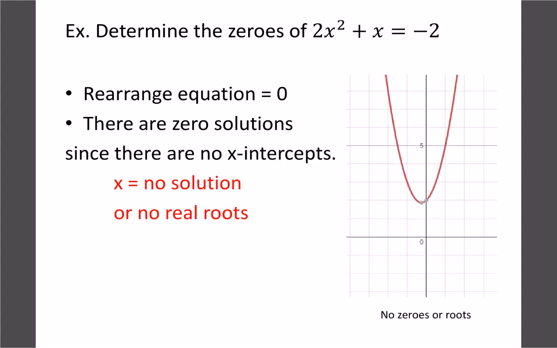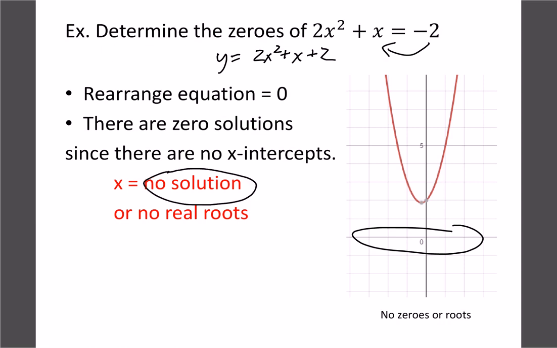So here's one that doesn't work. Once again, you'd want to rearrange this. So we'd put it as 2x squared plus x, bring the 2 over, so make it +2, so it's equal to 0. Graph that. And when you graph it, you get a graph that looks like this. And you can see there are no x-intercepts. There's nothing that crosses the x-axis, so we just say no solution, or another way of saying it is there are no roots. No zeros, no roots.